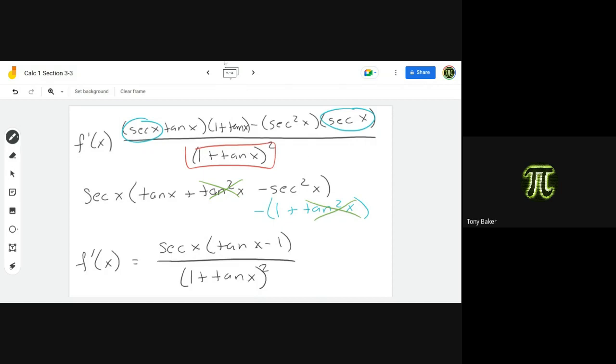Because there is a ton of identities. There were 2 pages of them that I gave my pre-calc class last semester. So there's a ton of identities. You're not going to be able to remember them all. But being able to manipulate certain things is going to be very important.